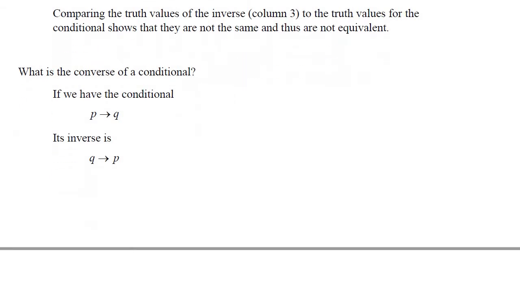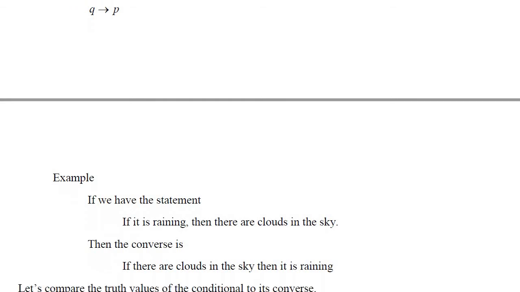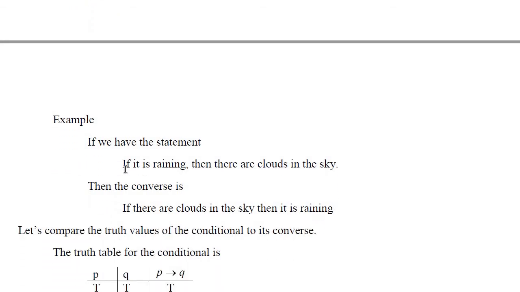So let's take a look at the converse of the conditional. If we have if P, then Q, its converse is if Q, then P. Here's an example of the converse. If it is raining, then there are clouds in the sky. Its converse is going to be if there are clouds in the sky, then it is raining.